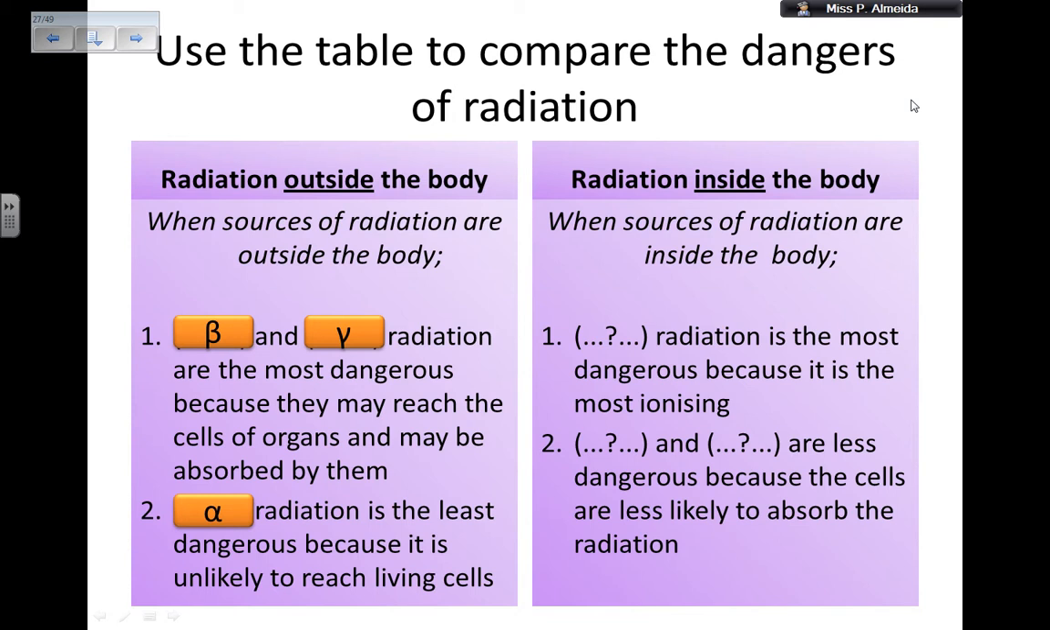However, inside the body, like the miners that were actually so close to the alpha radiation, they were breathing it in. So when the sources of radiation are inside the body, alpha radiation is the most dangerous because it is the most ionizing. Now you are contaminated, okay? Beta and gamma are less dangerous because the cells are less likely to absorb the radiation, because they do not have enough energy, or because the energy is not going to be so much that it can kill or mutate your cells or cause a change in your DNA.